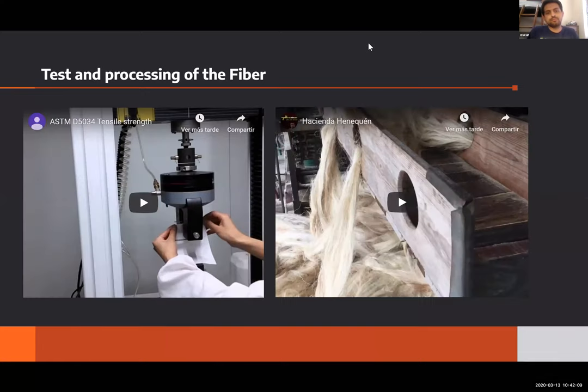We also have two videos that show the tensile strength testing we are doing in the laboratory and how the henequen fiber material is produced.